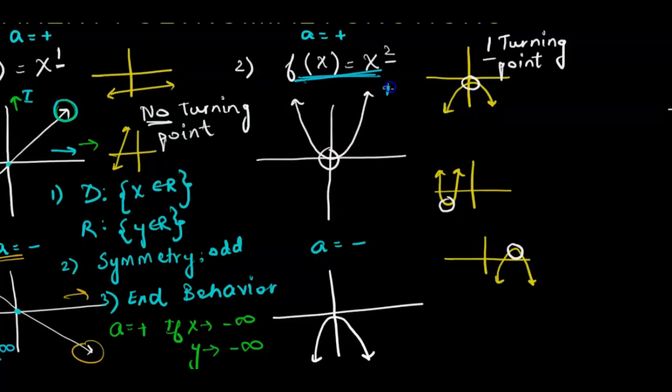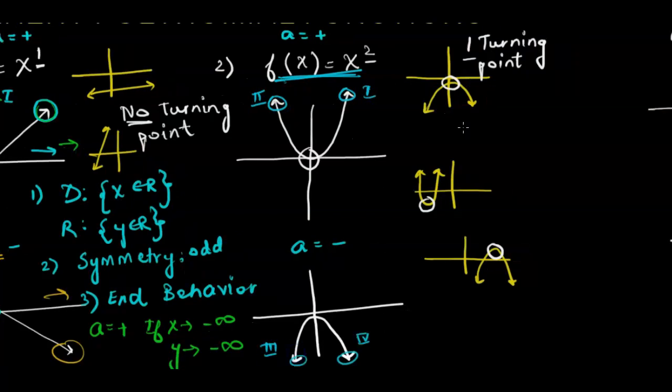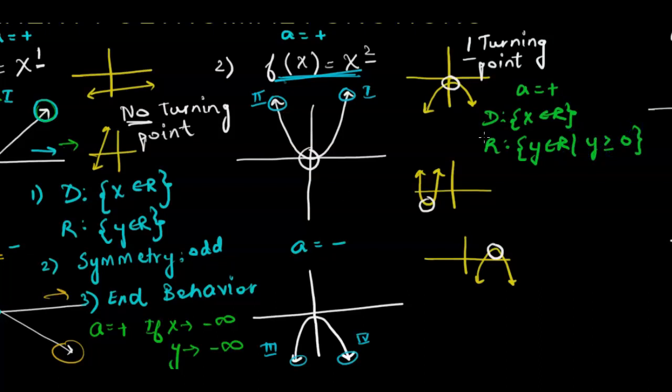That is, it lies in the first and the second quadrant. Both the endpoints are the ones that we look for. And when a is negative, it lies in the third and the fourth quadrant. So when it comes to domain and range, when a is positive, domain is x ∈ ℝ because there is no limit on the x value. Range is y ∈ ℝ where y is greater than or equal to 0. This is for the parent function specifically.